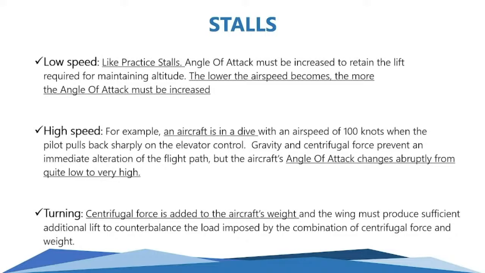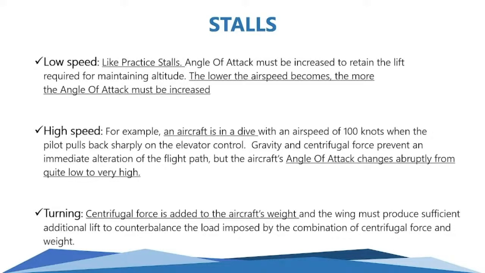So this is centrifugal force. Anytime that we're in a turn, we'll talk about this as well. Anytime that you're in a 60-degree bank to the left or the right, you're pulling 2 times the amount of gravity. The wings have to support that, so you need enough lift to support double the weight of whatever the aircraft weighs. The centrifugal force is going to be added to the aircraft's weight, and the wing must produce sufficient additional lift to counterbalance the load imposed by the combination of centrifugal force and the weight of the aircraft.